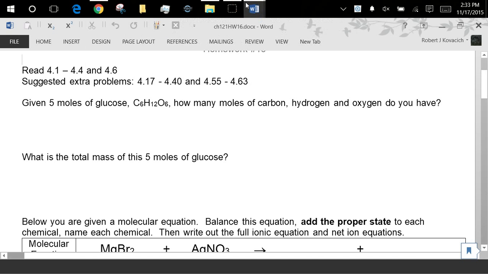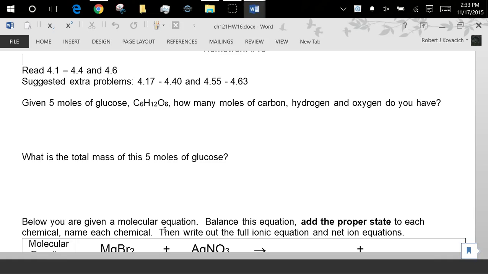Okay, let's go ahead and work this one out. If you're given 5 moles of glucose, how many moles of carbon, oxygen, and hydrogen do you have? So let's start with the first one. How many moles of carbon do you have? 30. You okay with there being 30? Yes. Everybody okay with 30?